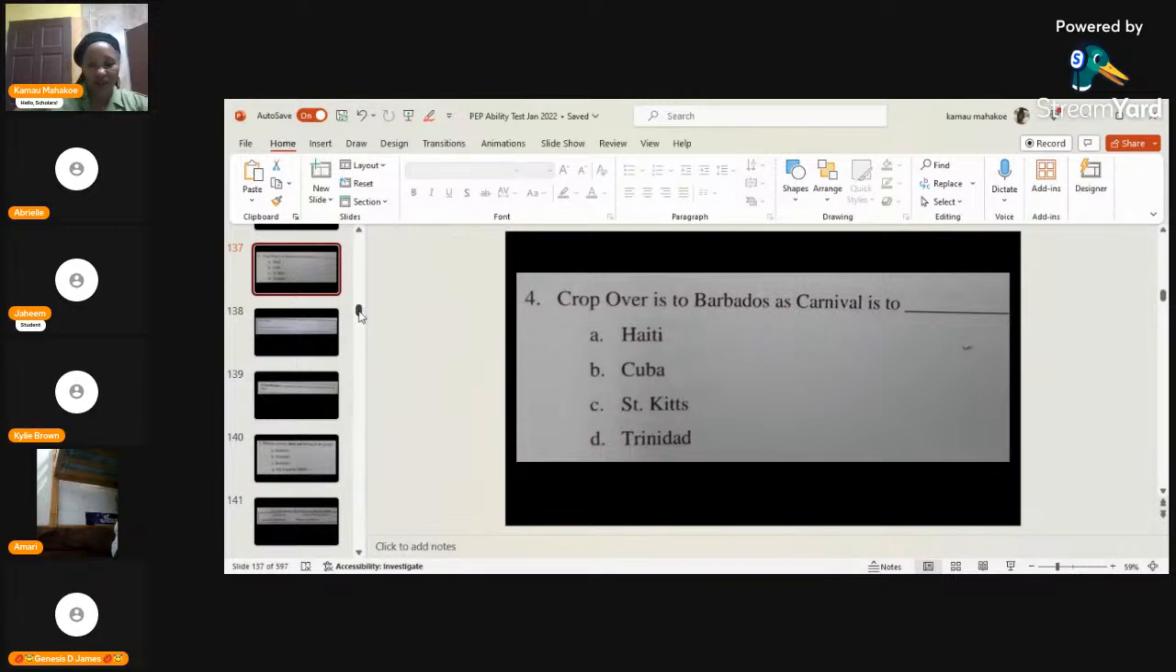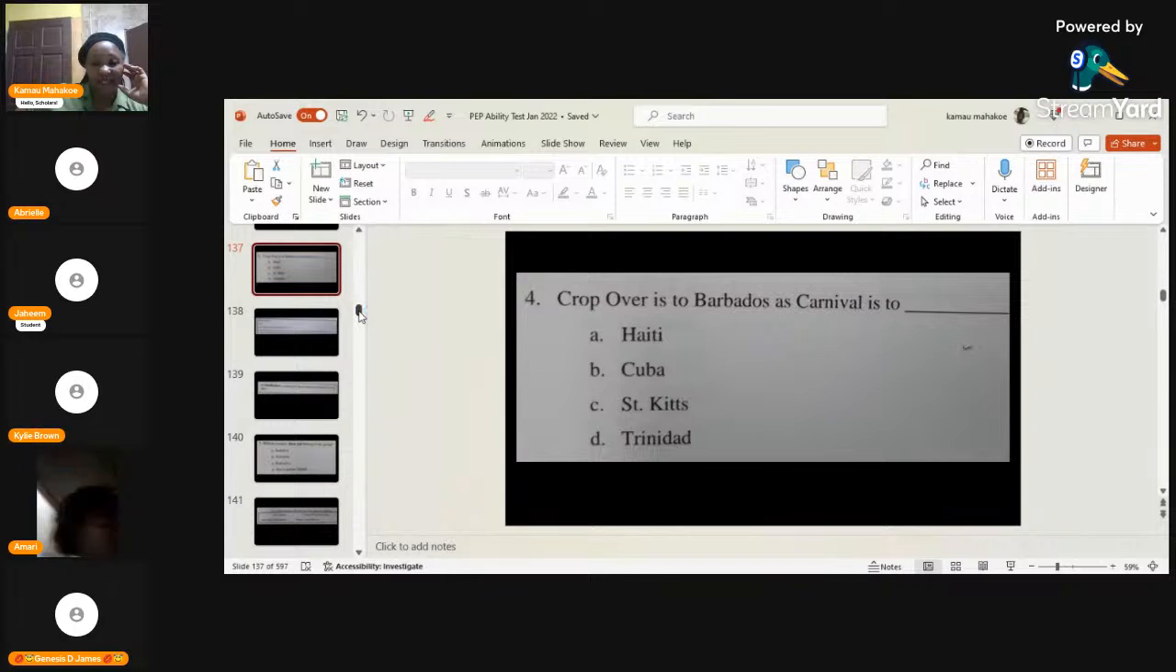What's the connection there between Crop Over and Barbados? What is Crop Over? Does anyone know? Miss, is it a dance? It's more than that, Miss, it's a festival in Barbados where they celebrate the harvest. They celebrate the end of the planting season, when the crops have come to fruition and they're able to reap the crops.